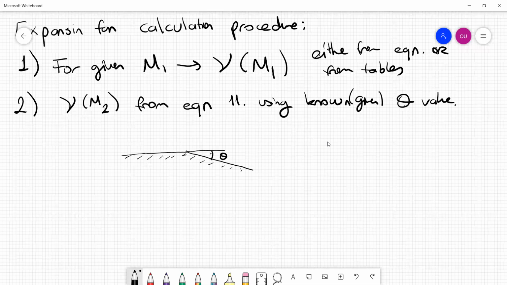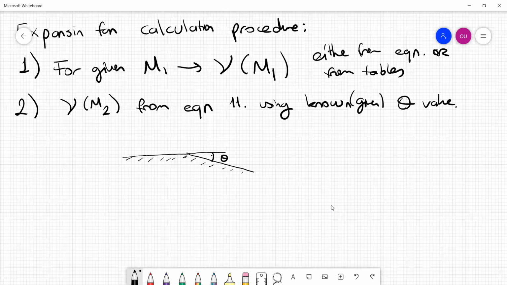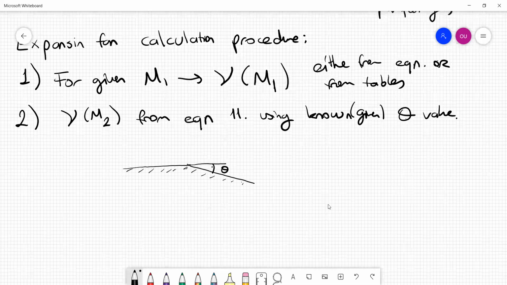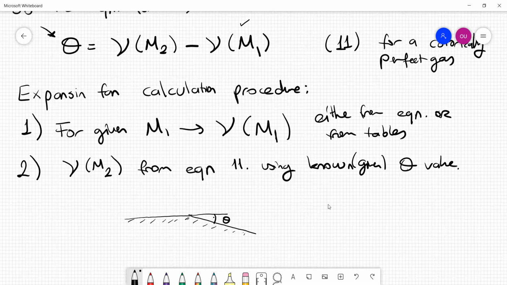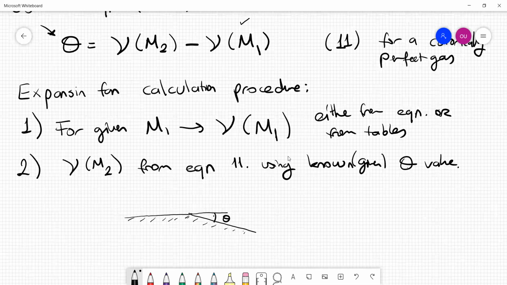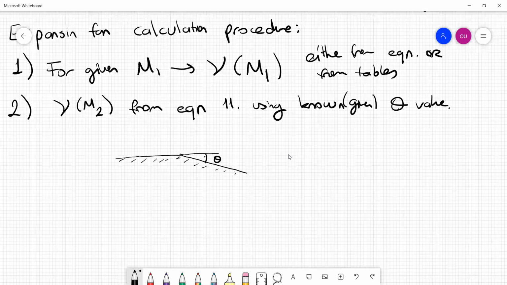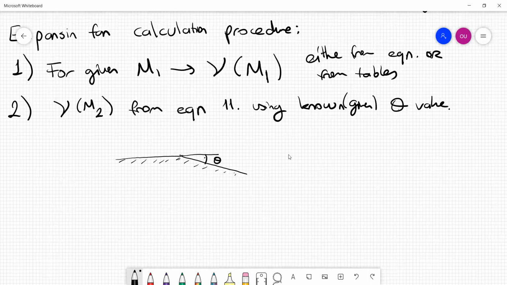How? In radians, but basically what we need to do is we just obtain new M1. We take it to the left-hand side of this equation. We know the radian value for theta. We add them up, and then we get the radian value for new M2. So that is new M2 in step 2, from equation 11 given the theta value.